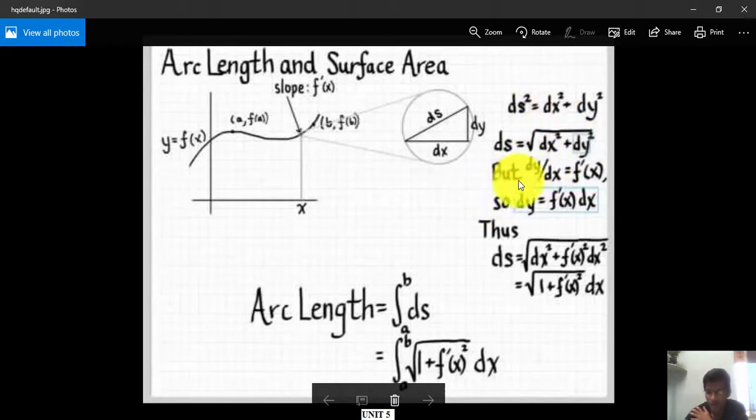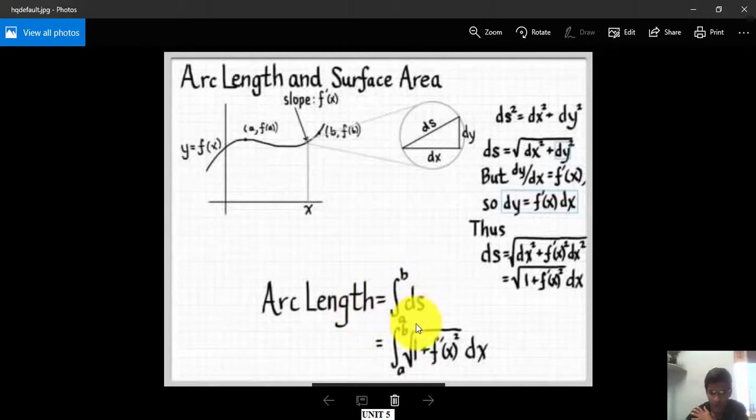Now dy by dx, I can write as f dash of x, so that dy is equal to f dash of x dx. I can write it in this particular manner. Therefore ds is equal to the square root of dx square as it is, plus this dy square I can write as f dash of x square dx square. Now here dx square and this dx square are common, I take it outside, so it becomes 1 plus f dash of x square, dx. Therefore the arc length over the interval a to b is the integral of ds.